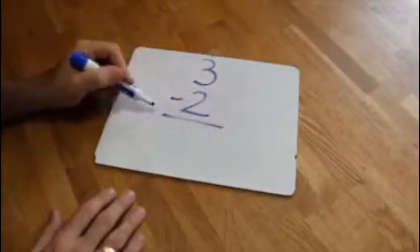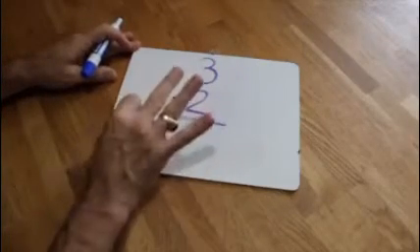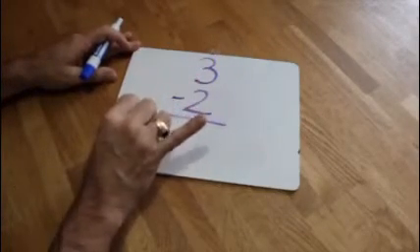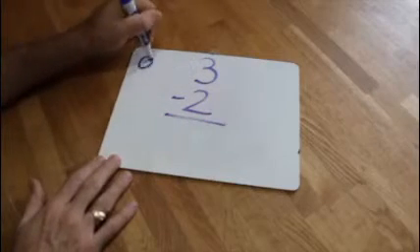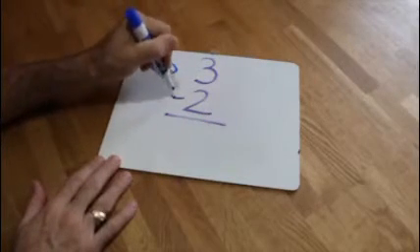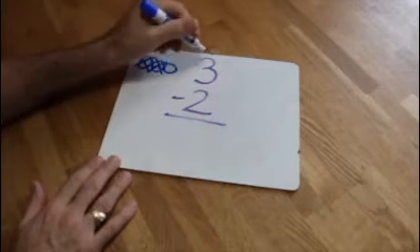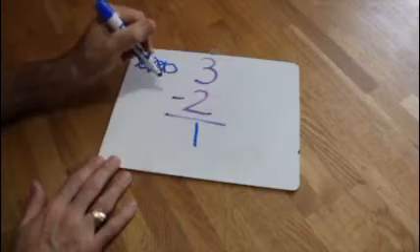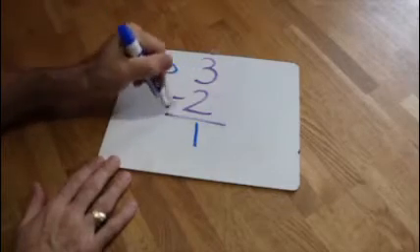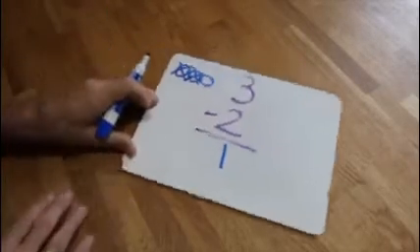3 minus 2 equals, mental math, fingers, or pictures. Start with our 3. 1, 2, 3. Minus means to take away. How many? 2. 1, 2. How many are left? Nice straight line. 1 is left. 3 minus 2 equals 1.